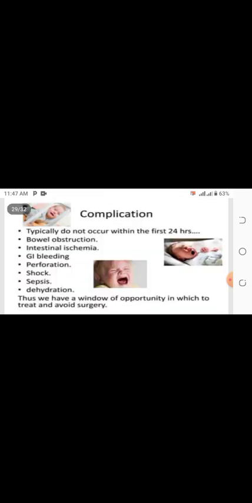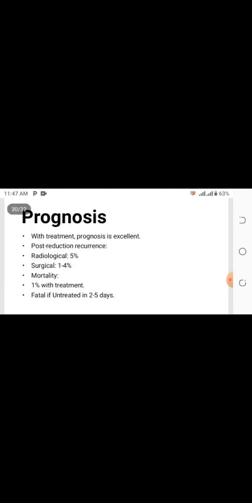Possible complications typically do not occur within the first 24 hours. The possible complications could include intestinal ischemia, gastrointestinal bleeding, perforation, shock. Patients could come with sepsis, dehydration. So we need to act as fast as possible. The more we delay, the worse the prognosis will be.